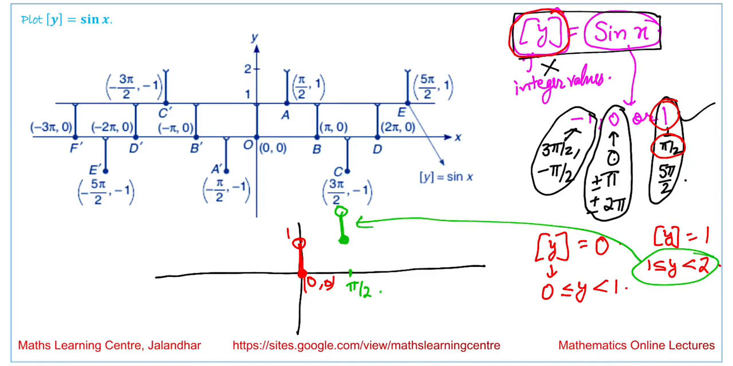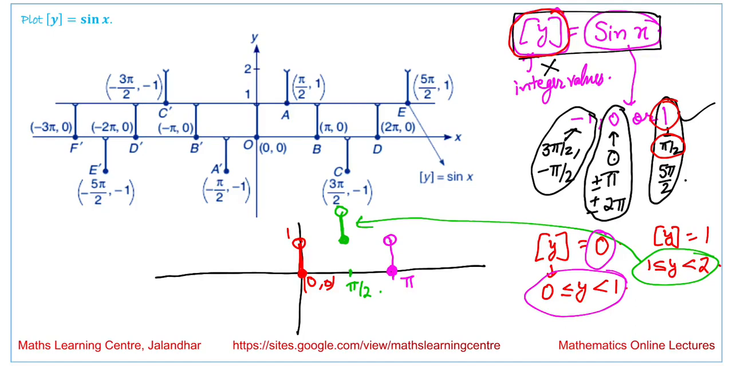Next, when we are talking about the point pi, again at this point pi the value can be 0. In this case the value we require is 0. So the value of y varies from this to this. So we obtain the graph over here in this form.